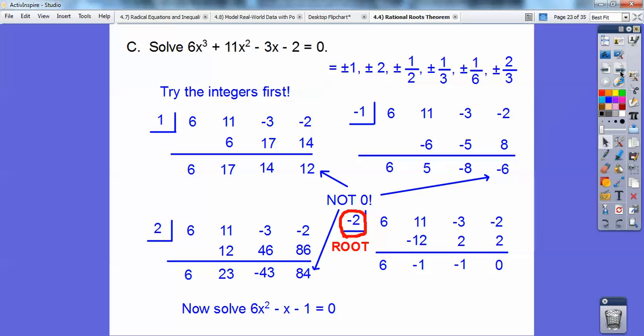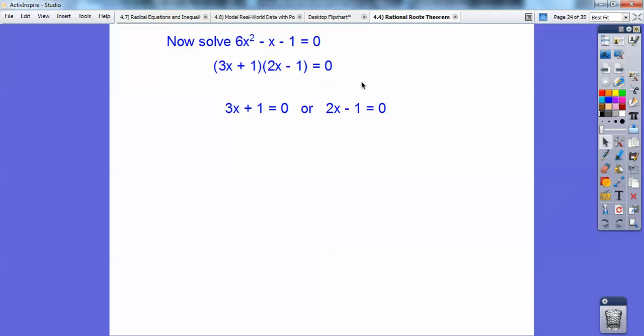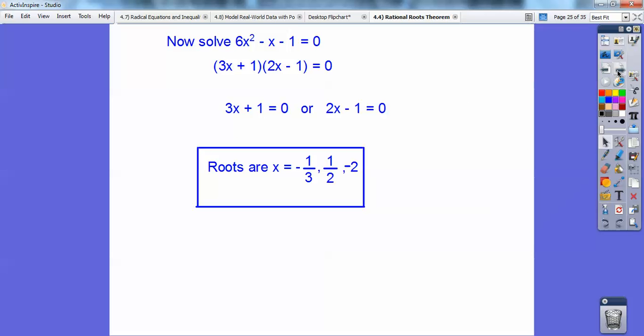So now we're going to go ahead and solve 6x squared minus x minus 1. And that factors, you guys. It factors to (3x + 1)(2x - 1). So I set these factors equal to 0 to get my other two roots. Here, when I subtract 1, I get -1/3. Here when I add 1, I get +1/2. And then don't forget the -2, the one that you got to get to 0.